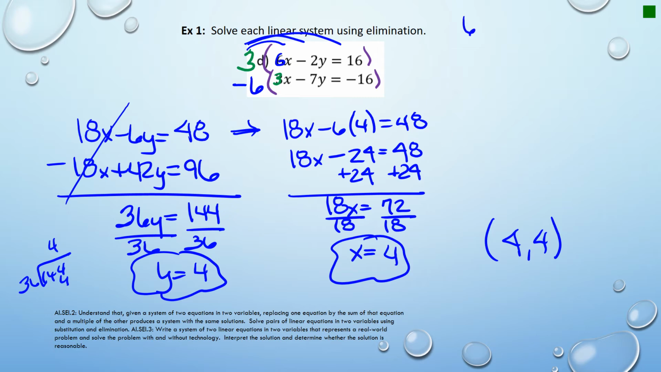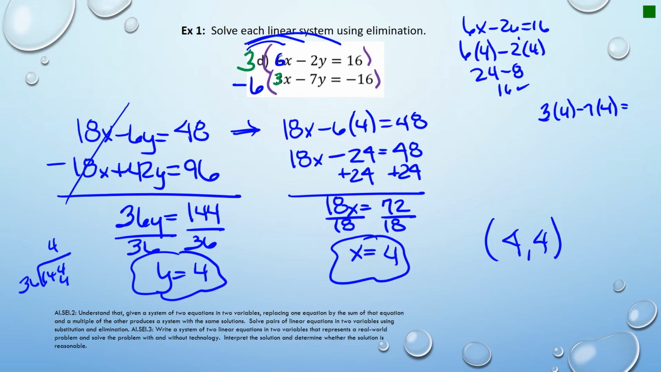Again, if we wanted to check it, we're going to put 4 in for x and 4 in for y. Does 24 minus 8 equal 16? Yes. We're going to put 4 in for x and 4 in for y. It gives me 12 minus 28. Does that equal negative 16? Yes.